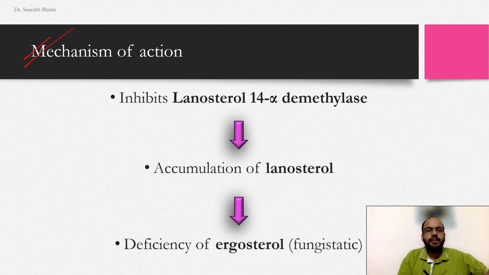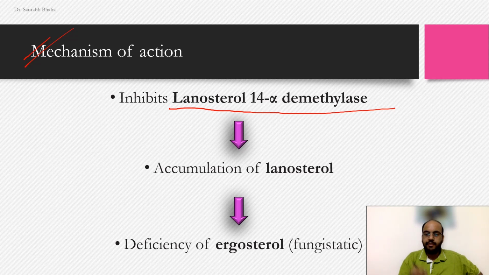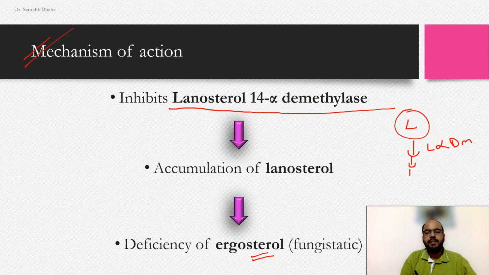Now it inhibits the enzyme lanosterol 14 alpha demethylase. It's a very important enzyme in the formation of ergosterol. We'll discuss that in the next slide. And lanosterol 14 alpha demethylase is supposed to demethylate, or remove the methyl group from lanosterol, and further carry on the conversion till ergosterol. Okay, so you have lanosterol, and after lanosterol 14 alpha demethylase, after many steps you get ergosterol.